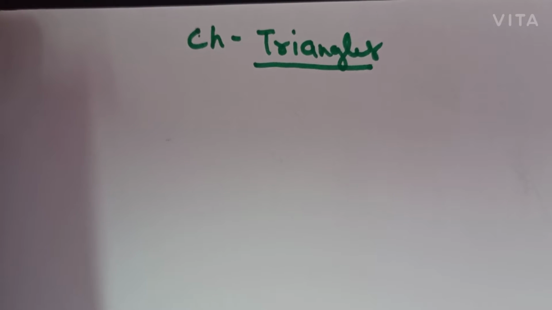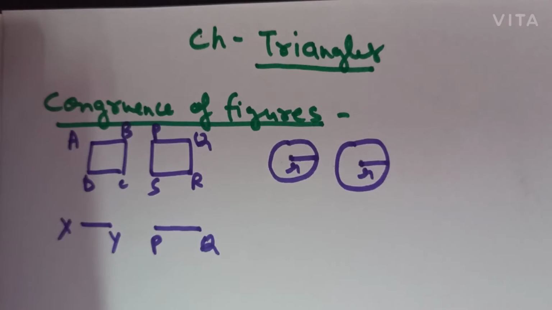Before starting the congruence of triangles, let us discuss what we understand by the congruence of figures. Two figures can be congruent, like two squares can be congruent with each other, two line segments can be congruent with each other, two circles can be congruent with each other. So let us understand what the basic idea of congruence of figures is.